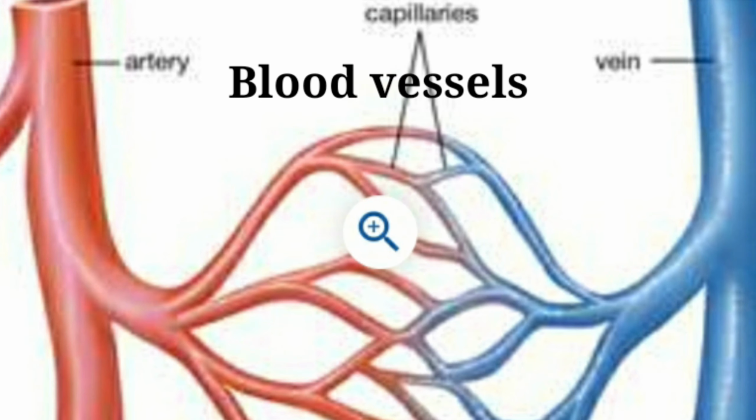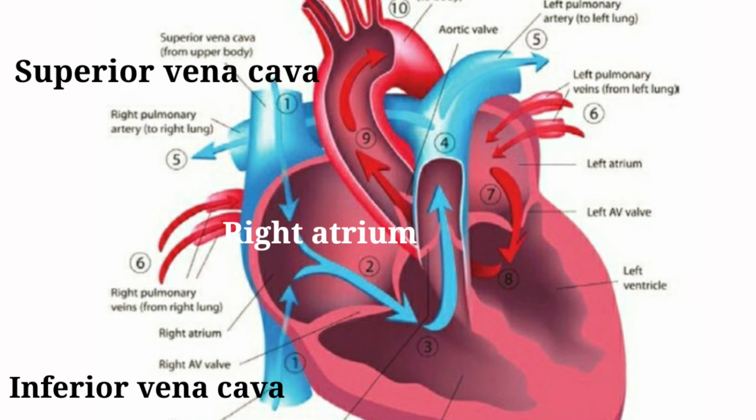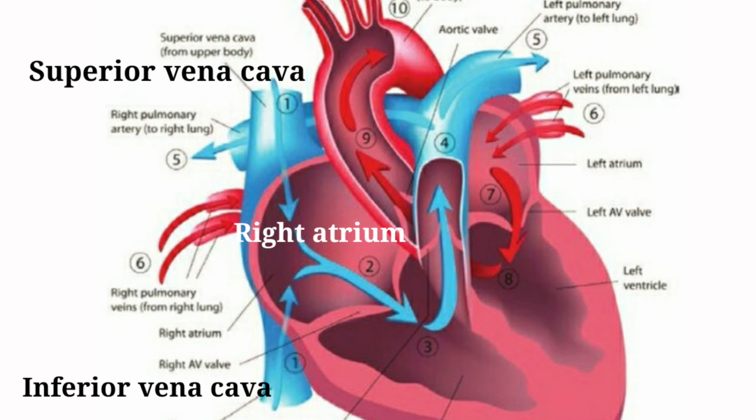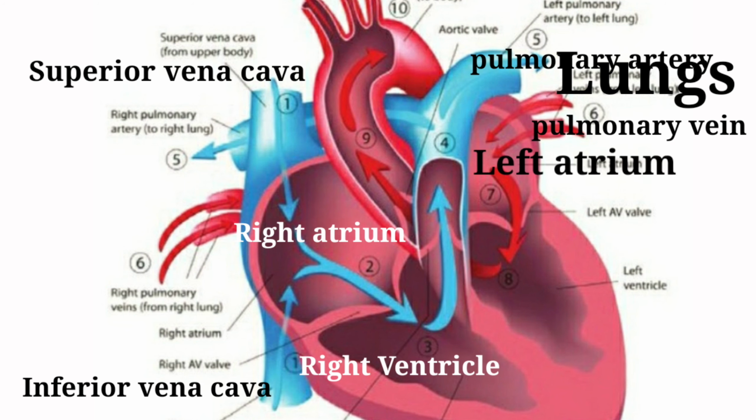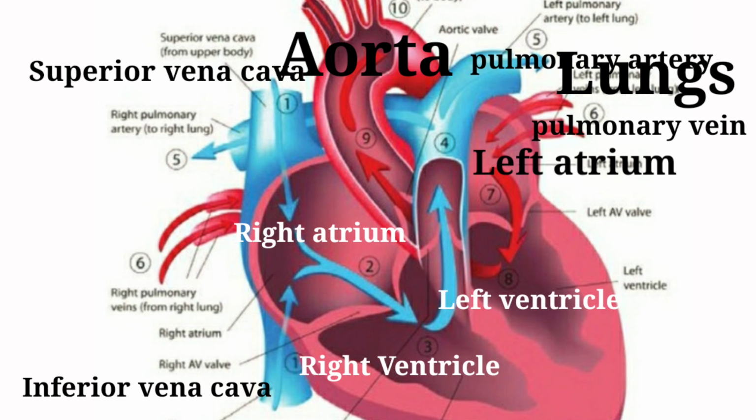Then we have blood vessels, children: superior and inferior vena cava, which feeds into the right atrium and returns deoxygenated blood from the body. Pulmonary artery connects to the right ventricle and sends deoxygenated blood to the lungs. Pulmonary vein feeds into the left atrium and returns oxygenated blood from the lungs. Aorta, which is the largest artery of the heart, extends from the left ventricle and sends oxygenated blood around the body.